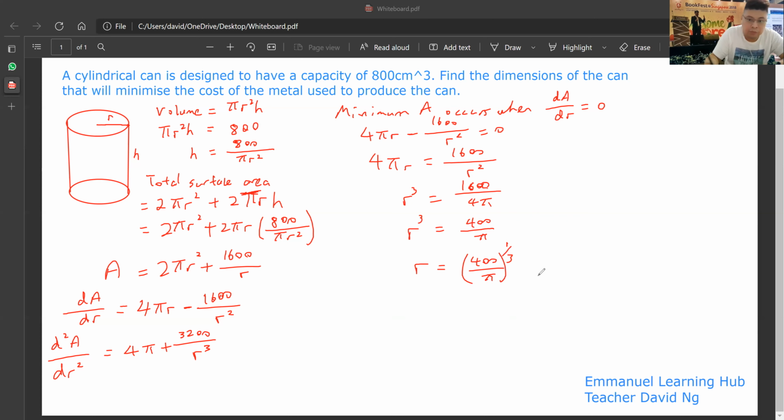Okay, that's your r, for it to be minimum. Then you substitute this into the second derivative. Your second derivative would be positive. Power 1/3, power 3 is power 1. Understand? Power 1/3, power 3 is power 1. So I just write 400 over pi here.